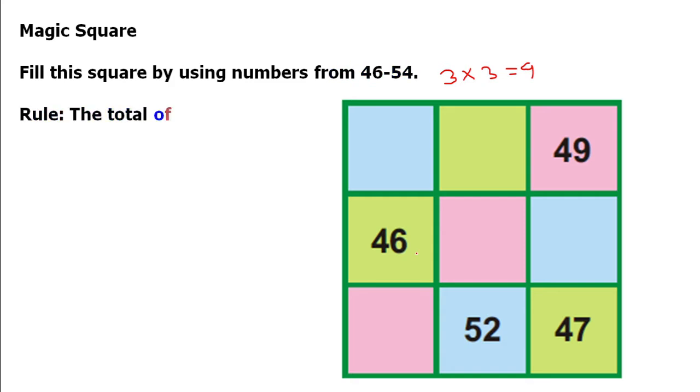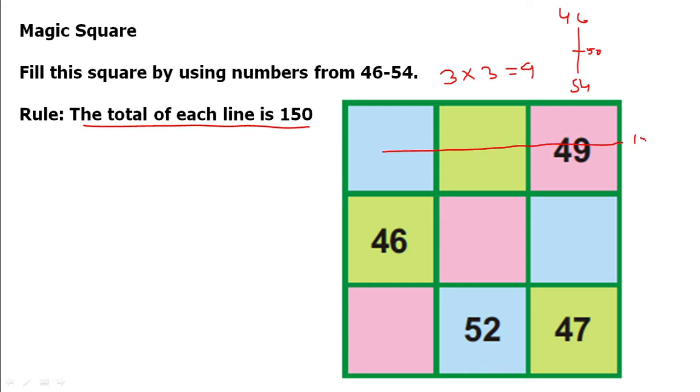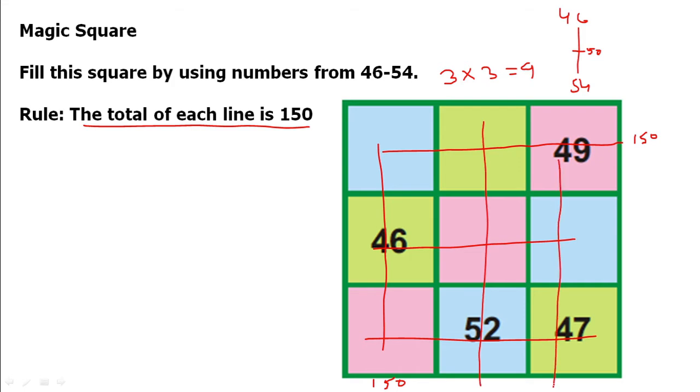Magic square. Fill this square by using numbers from 46 to 54. We have to fill numbers from 46 to 54. In between, 50 will be there. So that the total of each line should be 150. Each line means sum of these three should be 150.